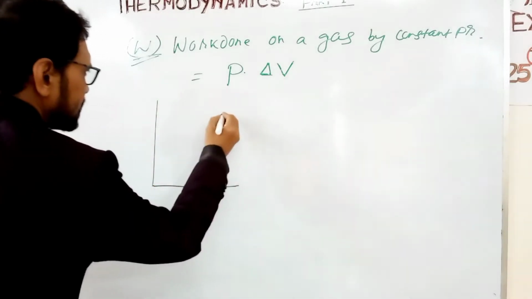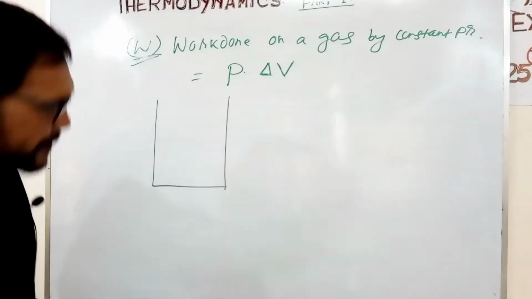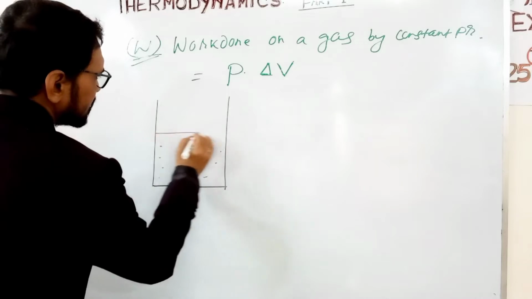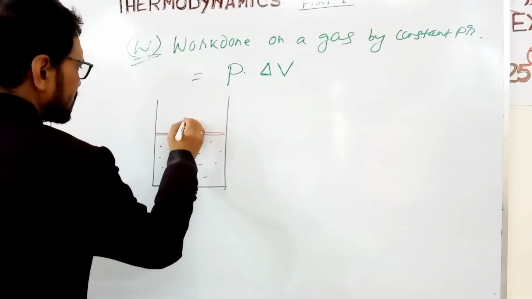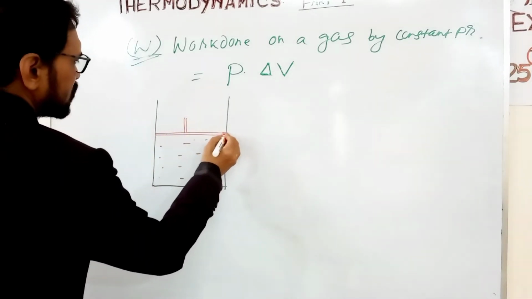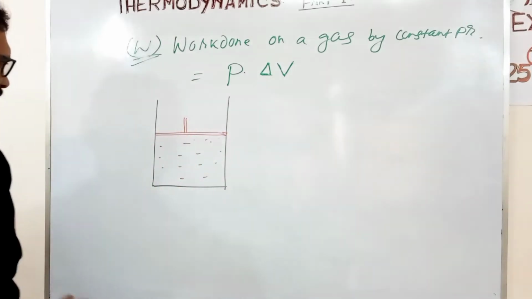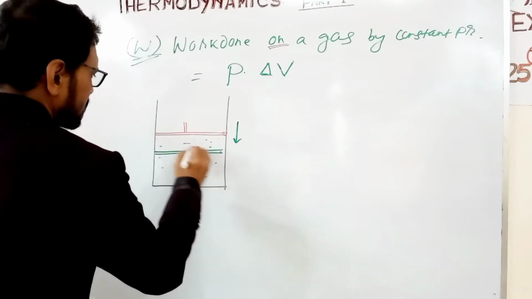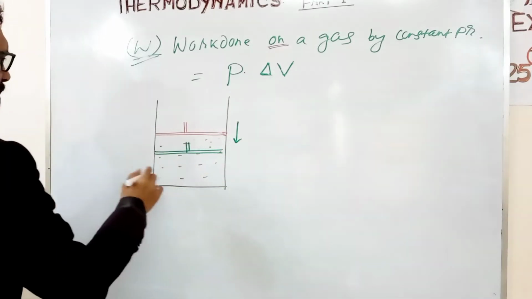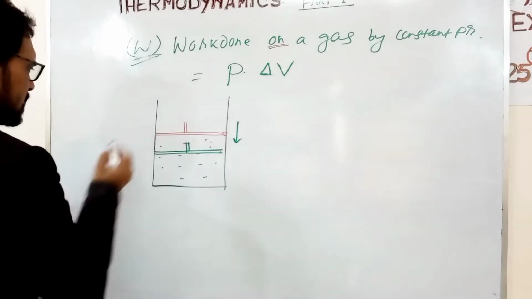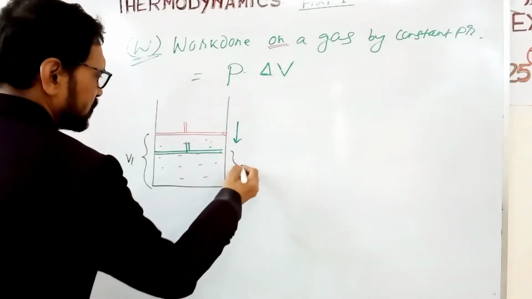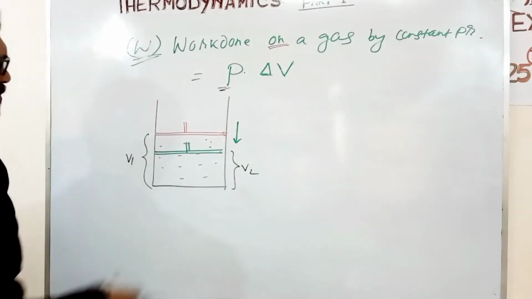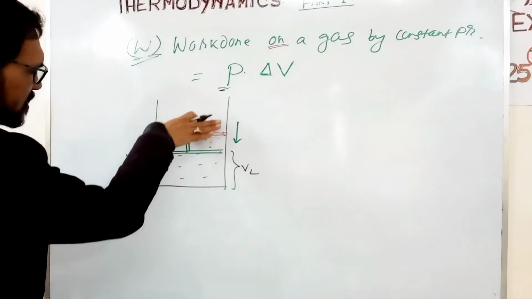Suppose some gas is enclosed by a cylinder and piston. Now we compress the piston, and the piston comes from this position to this position. Suppose this volume is V1 and this volume is V2. When we compress, suppose the pressure remains constant. The pressure may change, but first we consider the pressure remains constant.